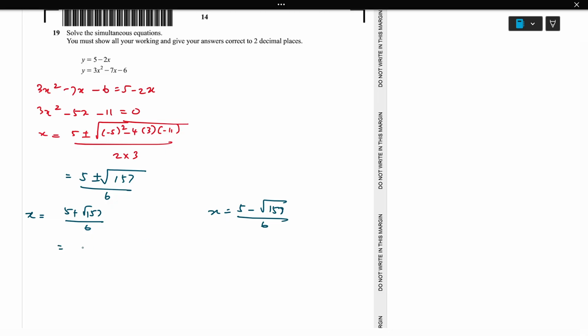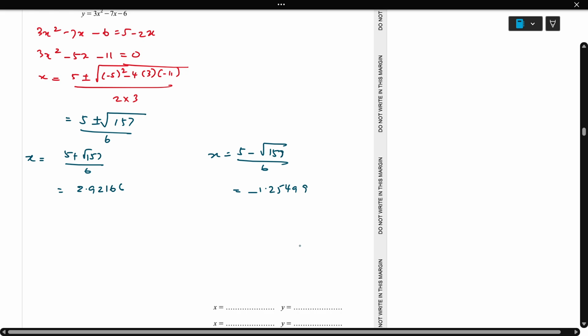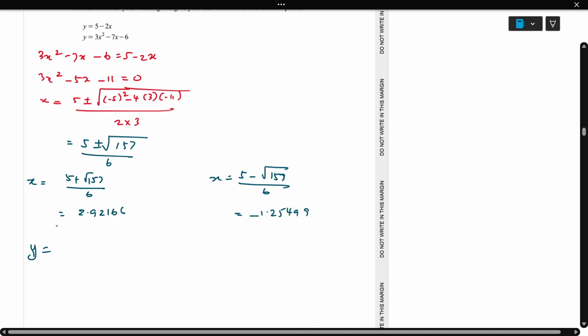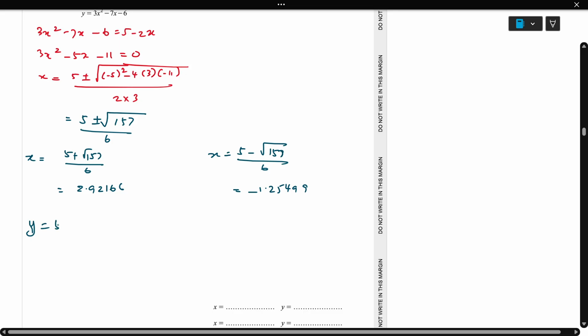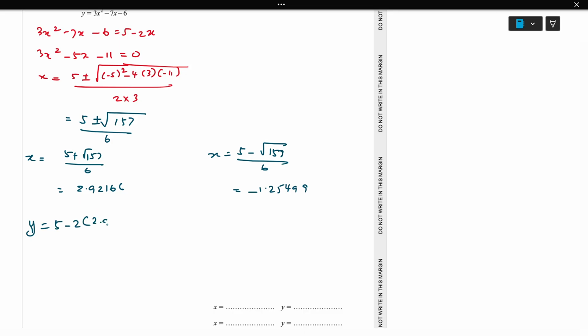Okay, so when calculating we'll get 2.92166 and here we'll get negative 1.25499. Okay, so we'll plug in this value to get y. So y equal to 5 minus 2x. So 5 minus 2 into this x value, 2.92166. So we'll get the answer minus 0.84. So for the first solution, here also we round to 2 dp. Question says 2 dp. So first, when x is 2.92, y is minus 0.84.